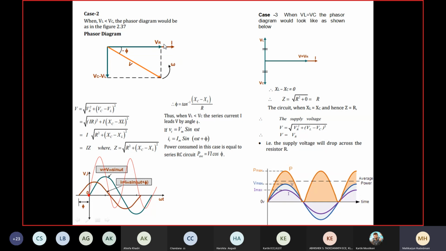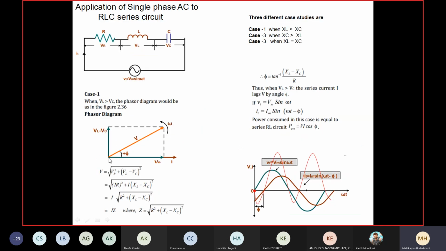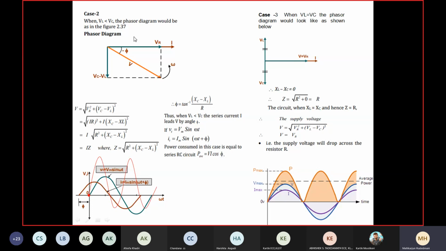So therefore, when I make this study clearly, from this triangle we can relate these vectorial relationships. Like this, I have done it here. When it was the inductive case study, VL minus VC was represented in this pattern. When it is VC minus VL, it mirrors downward. But the relationship still stands good. What is this V? V is the hypotenuse of this triangle. Where is phi? Phi is the angle made between the applied voltage and the resulting current.